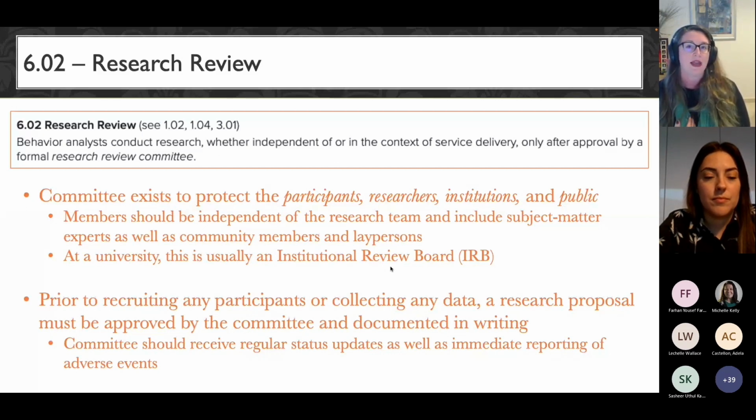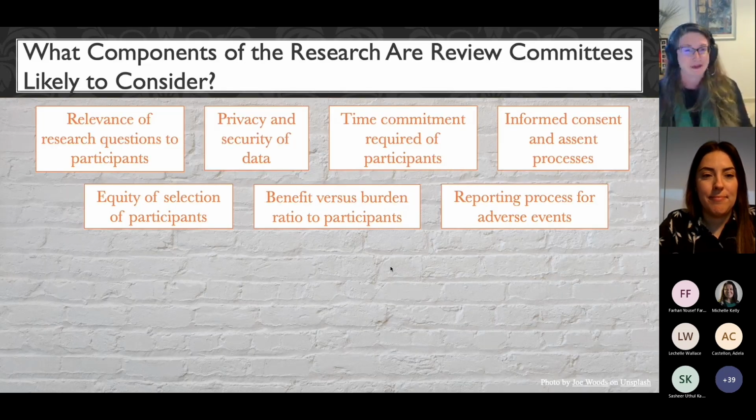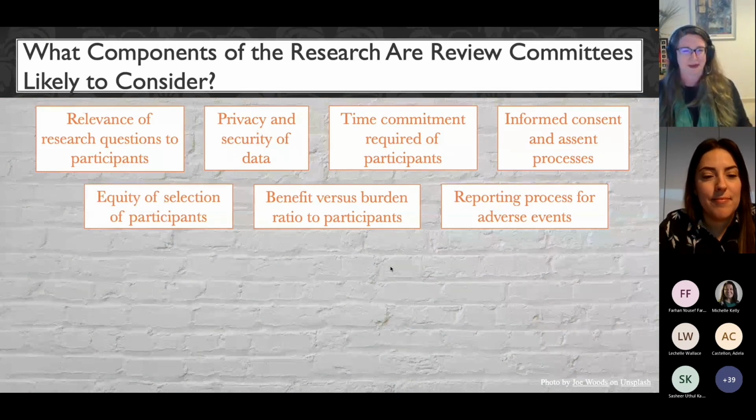And then I need to make sure that my approval committee receives regular status updates as well as immediate reporting of any adverse effects that occur. Now, when I wrote my first proposal, I didn't know much about what the committee was looking for. Are they looking for certain procedures? Are they going to critique how I describe visual analysis? The next slide is not from any specific publication. This is my own experience of different committees that I have run my research through, and what they've been interested in.